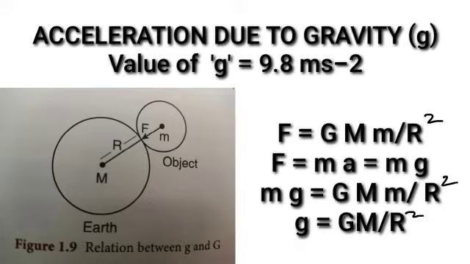Before that, what is G? G is the universal gravitational constant. Its SI unit is 6.674 into 10 power minus 11 Newton meter square per kg square.